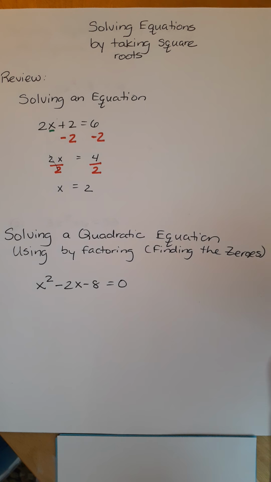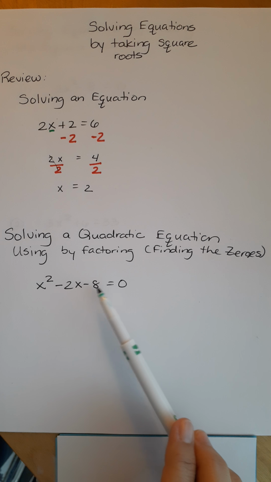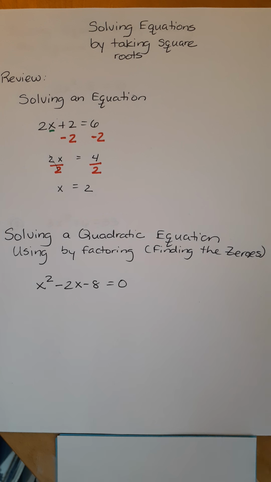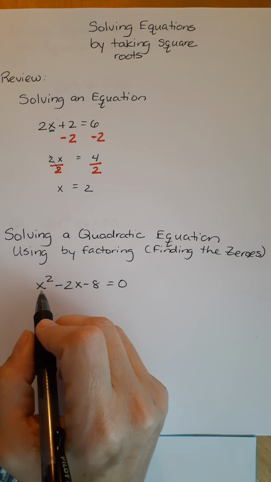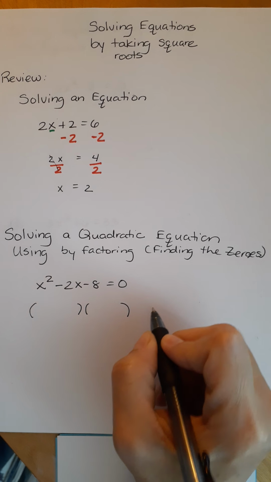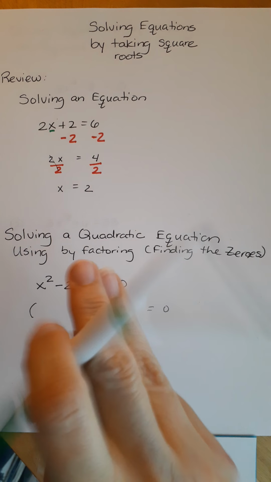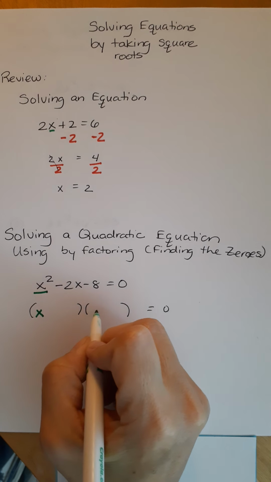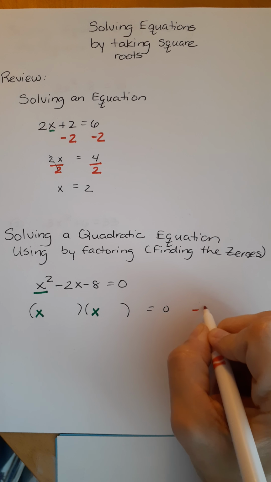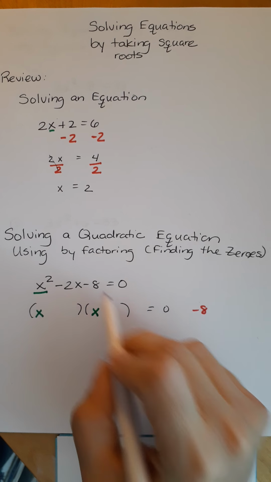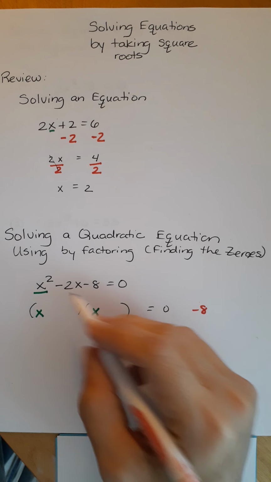Before we get into using the square roots, I just want to review solving by factoring. So here we have a quadratic equation, x squared minus 2x minus 8 equal to 0, and we're going to factor it. We look to see if there's a leading coefficient here, and there isn't, so that makes life easier. We're going to create 2 parentheses equal to 0. For the x squared, we write x times x. Now we look at our last one, which is negative 8, and we have to think of what two numbers, when we multiply, give us negative 8, that when we add them, give us negative 2.